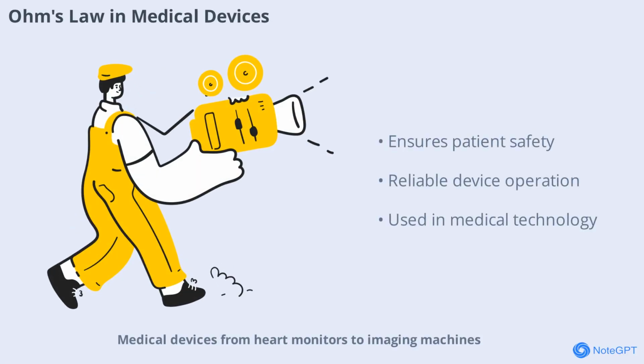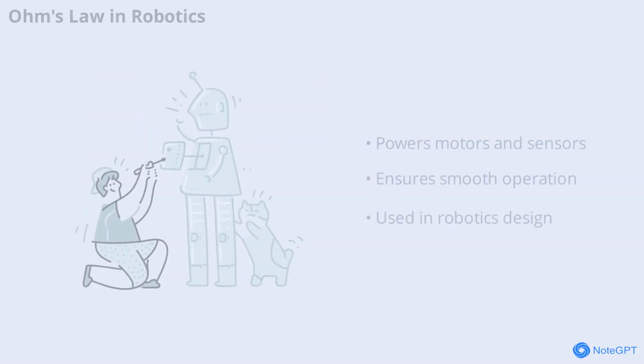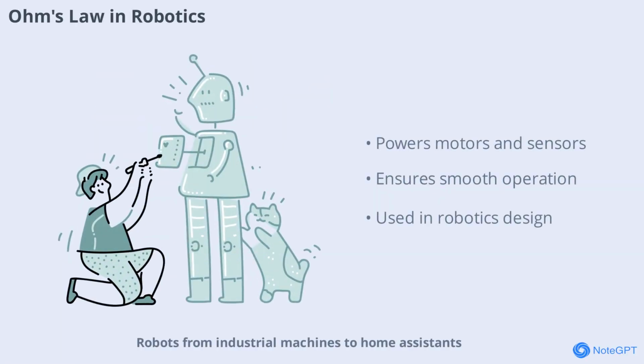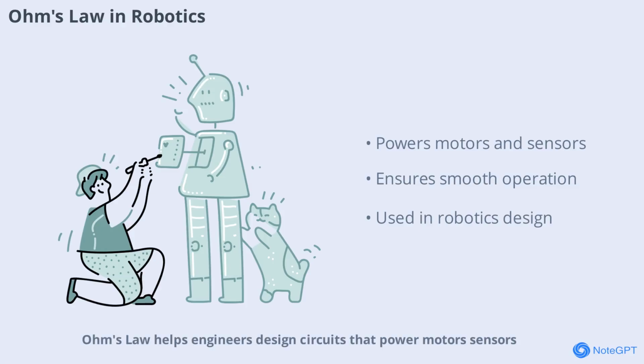Medical devices, from heart monitors to imaging machines, use circuits designed with Ohm's law. Accurate control of voltage and current ensures patient safety and reliable operation. Engineers in the medical field rely on this principle to develop life-saving technology and maintain high standards of care. Robots, from industrial machines to home assistants, depend on precise electrical control. Ohm's law helps engineers design circuits that power motors, sensors, and processors efficiently. This ensures that robots operate smoothly, respond accurately, and perform tasks reliably in various environments.